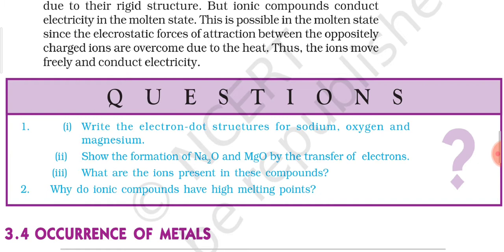The second one is: show the formation of Na2O, which is sodium oxide, and MgO, magnesium oxide, by the transfer of electrons. Clearly it is given here, transfer of electrons. Even if transfer of electrons were not mentioned, you could understand that sodium oxide and magnesium oxide are ionic compounds, and all ionic compounds are formed by transference of electrons only. So like we discussed the formation of sodium chloride and magnesium chloride, in the same way you have to show the formation of sodium oxide and magnesium oxide by the transference of electrons.